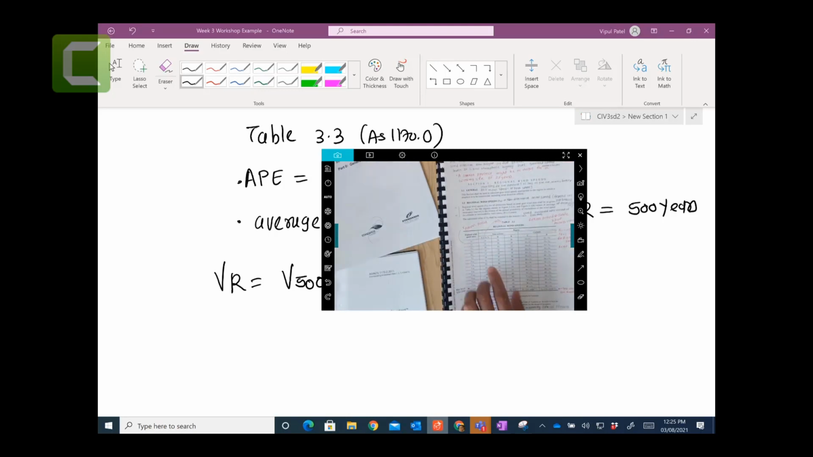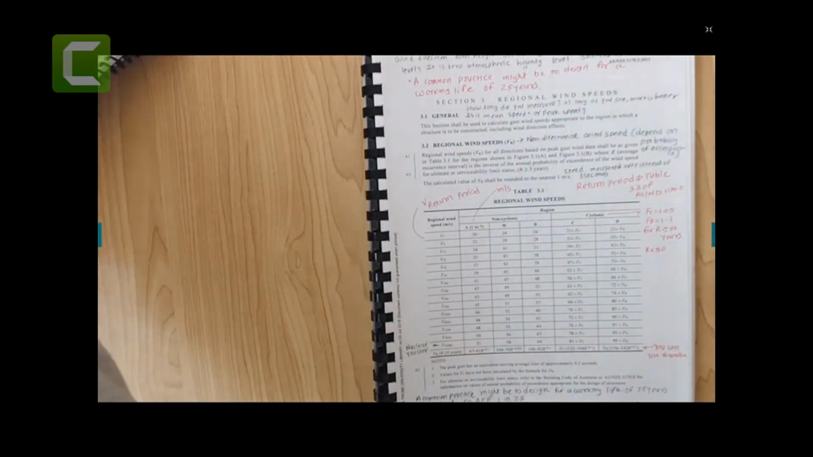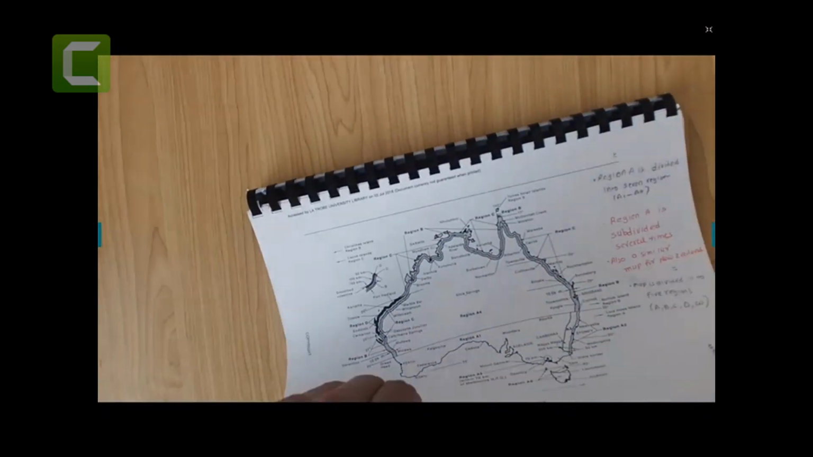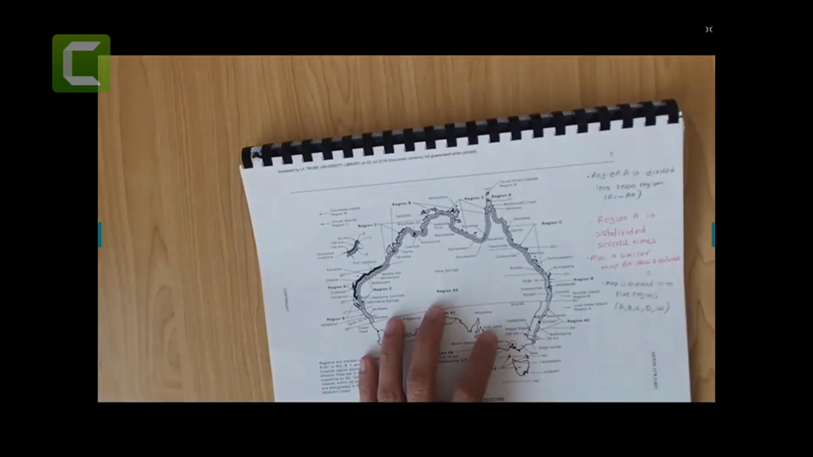We need to find the region. To find the region, you can turn the page over. There is a map for Australia, and by the way, on the next page you have it for New Zealand. New Zealand also uses these standards, so they have it for New Zealand.